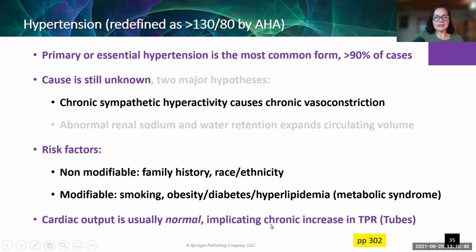Why we think that this is mostly related to this chronic overstimulation of the blood vessels is when we look at the patient's cardiac output, that part of the equation is normal, which suggests that we have a chronic increase in total peripheral resistance. The tubes, in other words, are contracting too much.